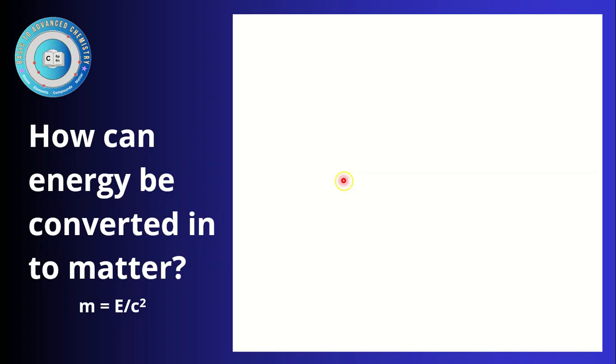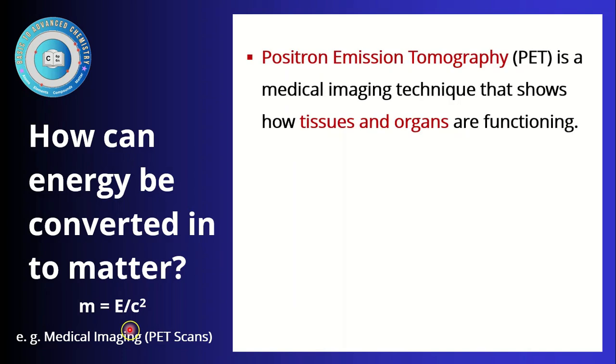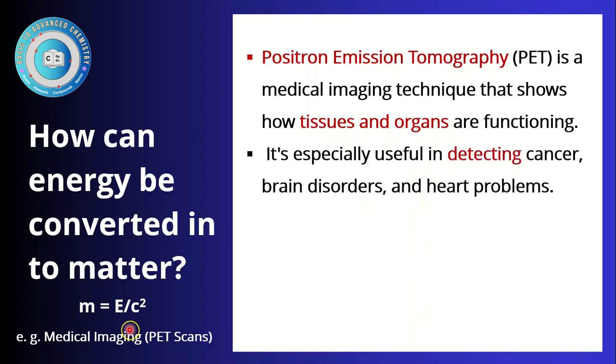In another way, let us see how energy can be converted into matter. That means energy is converted to matter by using Einstein's equation. We can calculate like this one. So for example, in medical imaging, PET scan, what does it mean? Positron emission tomography is a medical imaging technique that shows how tissues and organs are functioning. It is especially useful in detecting cancer, brain disorders, and heart problems.